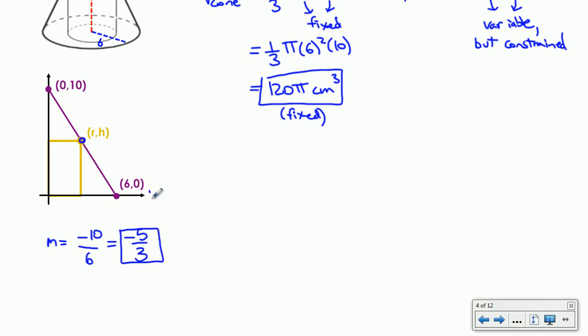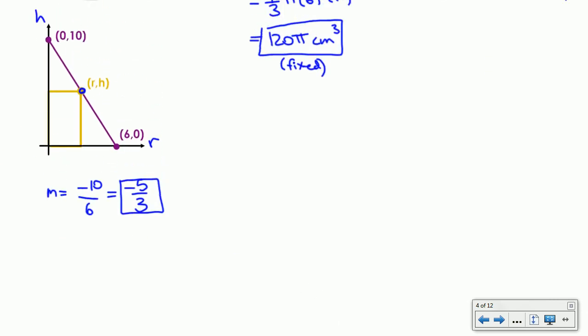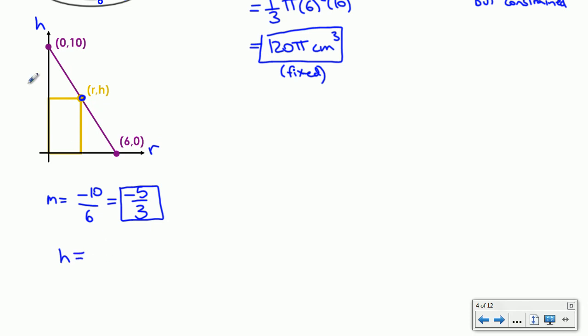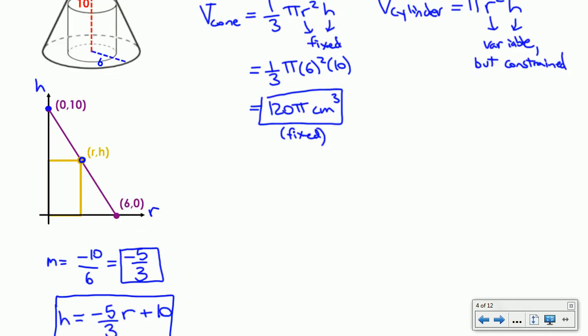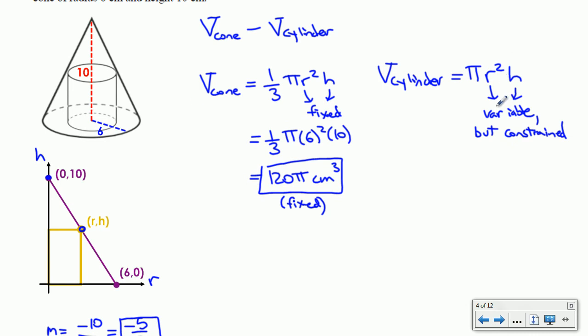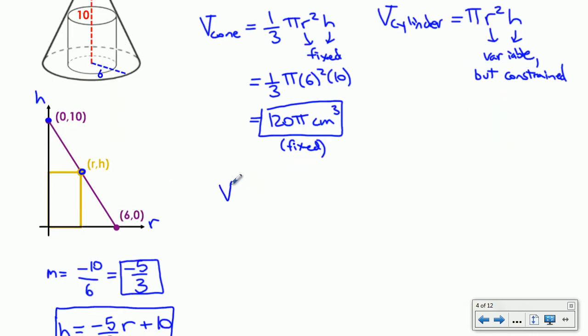Which can be simplified to -5/3. That's the slope. Now I can come up with an expression that relates R and H using slope-intercept form. So H is going to be given by the slope, -5/3 R, plus the intercept, which is 10. So this line is given by this equation, and that relates R and H. So now I can take this and use it to simplify in terms of one variable. So I'm now going to express the volume of the cylinder using only one variable. So I'm going to keep R squared, and I'm going to sub in H as -5/3 R plus 10.